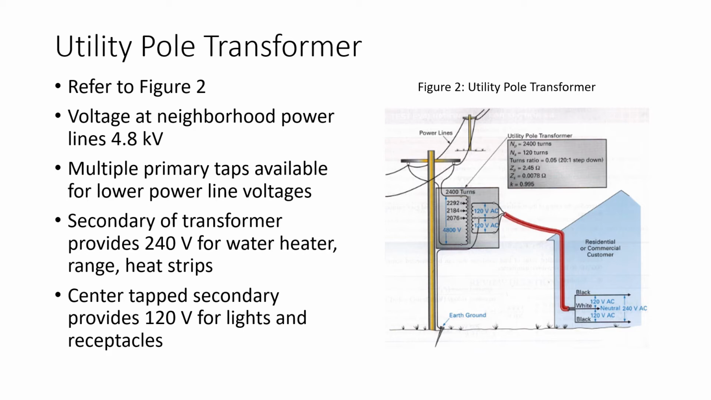Because of course power lines have resistance like anything, and as current flows through the power lines, we'll see a reduction of voltage along the power lines. So as we get further from the substation, the voltage on the power line may be smaller than 4.8 kV, so we would need to use one of the other primary taps, such as the tap that gives us 2,292 turns or 2,184 turns, so that we always obtain 240 volts at the secondary of the transformer.